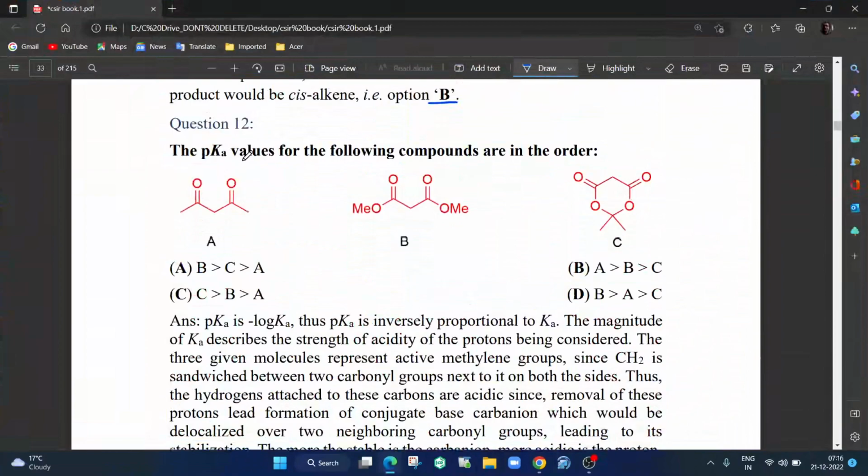Next question says the pKa of the following compounds is in the order. Now this is a tough question. Looks very easy, but it's quite complicated. Okay. So you know what is pKa? pKa is negative log of Ka. So of course pKa is inversely related to Ka because it is negative log. Ka is acidity. Whichever proton is more acidic will have a higher Ka value, and that means it will have a lower pKa value.